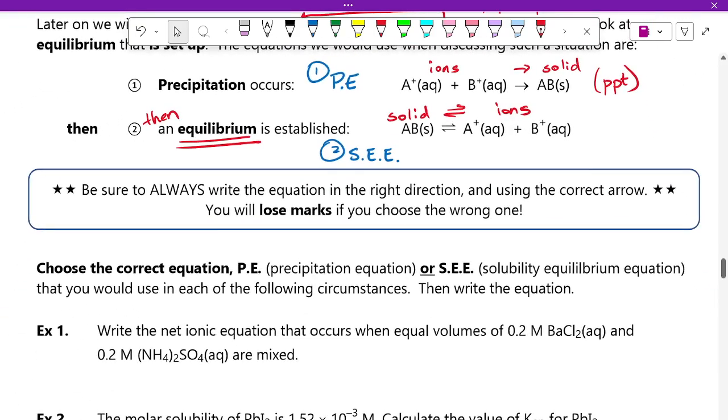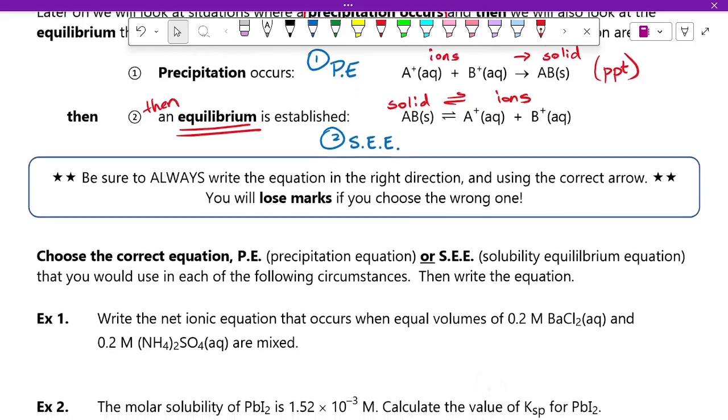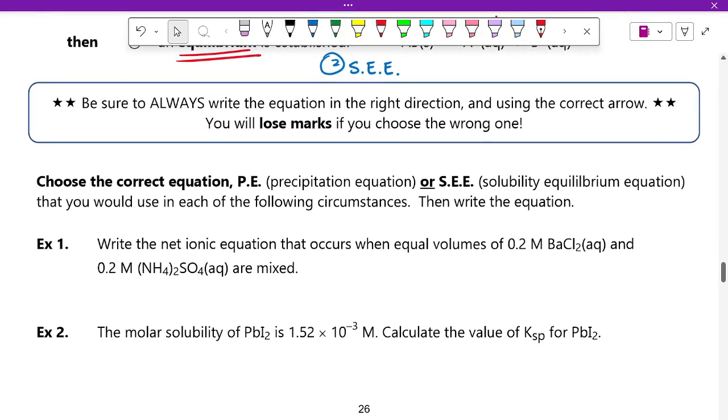Now, what we're going to do is take a look at questions that we'll actually do the math for later, but we're going to see if you can tell whether this will be a precipitation equation or a solubility equilibrium equation, then which one you would use, and then you're going to write the actual equation itself. So read that first one.